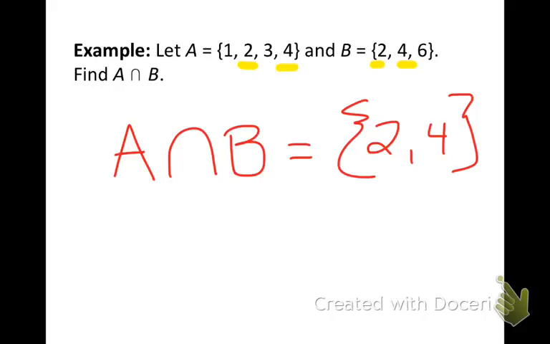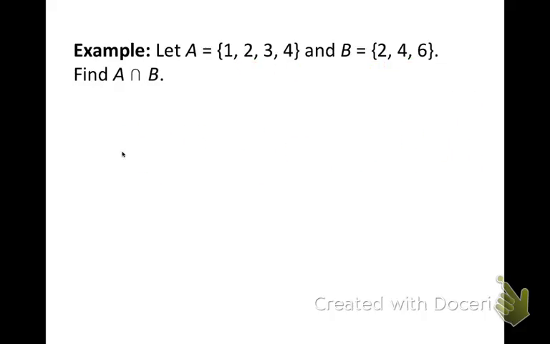2 is an element of A. Is 2 also an element of B? Yes, that's why it's down here in our solution. 3 is an element of A, but 3 is not an element of B, so it's not in our solution for the intersection. 4 is in A, 4 is also in B, so it's in our solution. Here's a 6, but 6 is not over here, so that's not in the solution set. So you're just looking for the numbers that they both have in common for intersections.